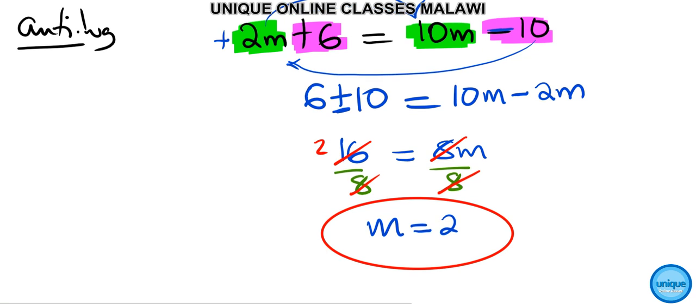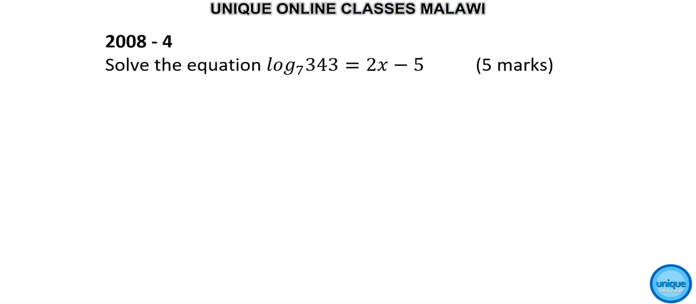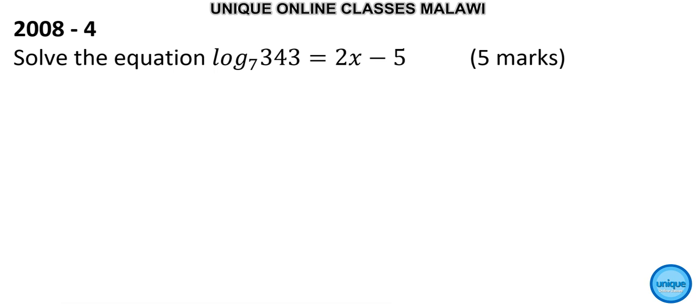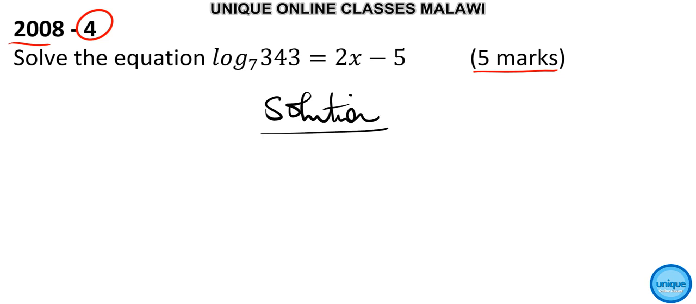So let's proceed to another question. Solve the equation log of 343 base 7 is equal to 2x minus 5. It was question number 4 in 2008 and the marks awarded were 5 marks. The marks also depend on the steps.